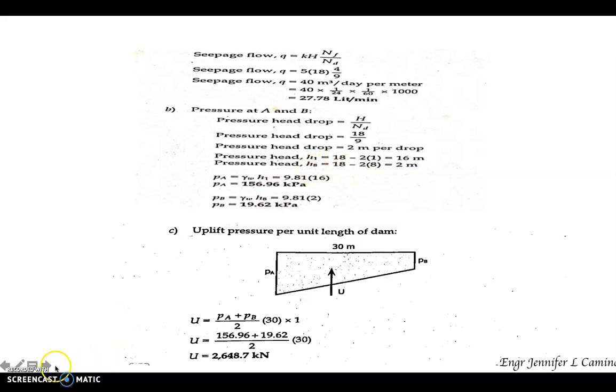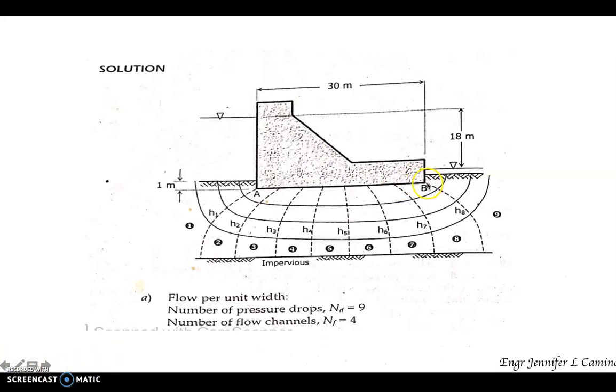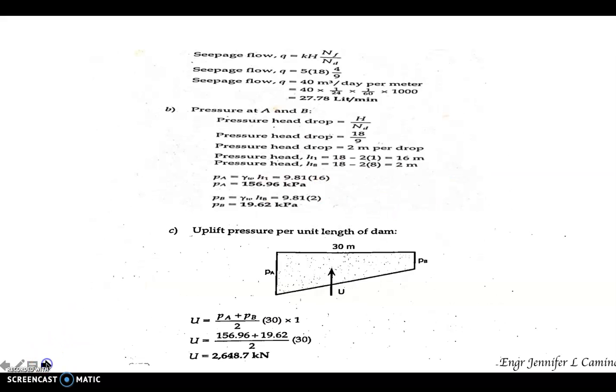At point B, which is located here, 1, 2, 3, 4, 5, 6, 7, 8, so that would be 18 minus 2, the pressure drop, times 8, which is the position of point B, so that is 2 meters. For the uplift pressures at point A and point B, the results here are multiplied by the unit weight of the water, so that gives us 156.96 and 19.62.